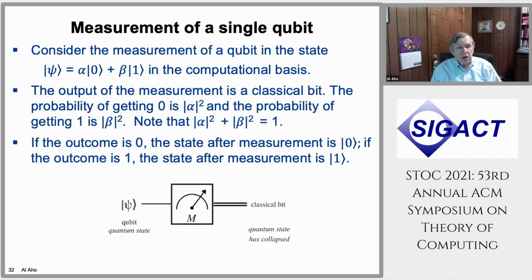So what a measurement gate does, it takes a qubit as input and produces as output a classical bit. This is a very strong limitation on quantum computing because we can't get at the amplitudes alpha and beta directly. All we can do is get a classical bit as the output of a measurement.